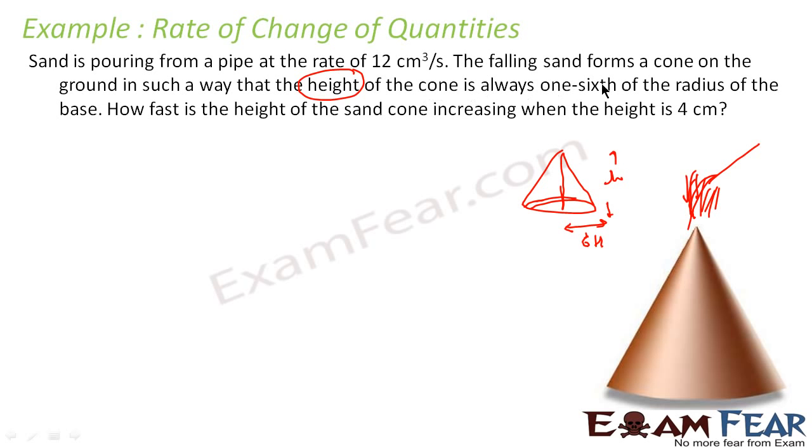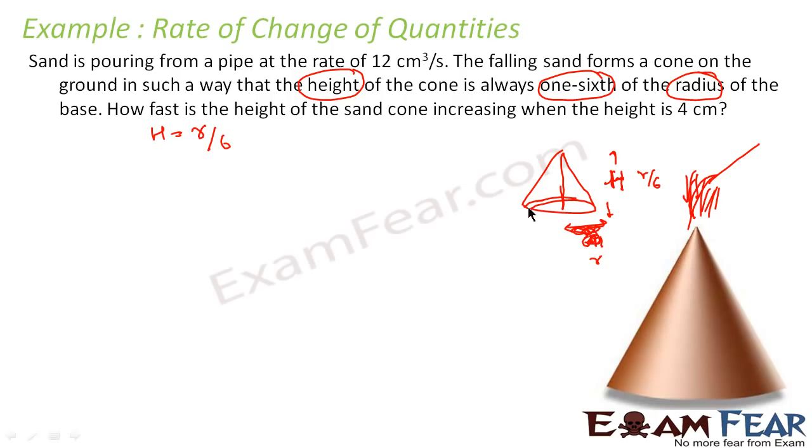See, the height of the cone is 1/6 of the radius, or you can assume it this way: if the radius is r, the height is r by 6, because height is nothing but 1/6 of radius. Height is 1/6 of radius. Now the question is, how fast is the height of the sand increasing?